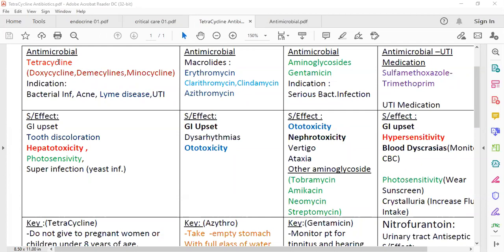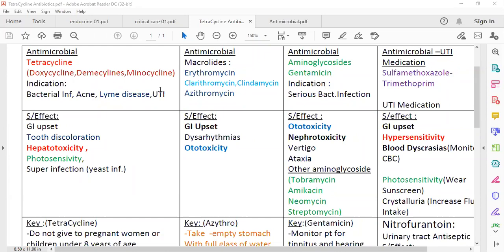So what are the indications of tetracycline? Tetracycline we use for bacterial infection. Tetracycline we can use for acne or Lyme disease. Tetracycline is more commonly used for urinary tract infection, right? But the NCLEX board most of the time asks about what the side effects of tetracycline are.